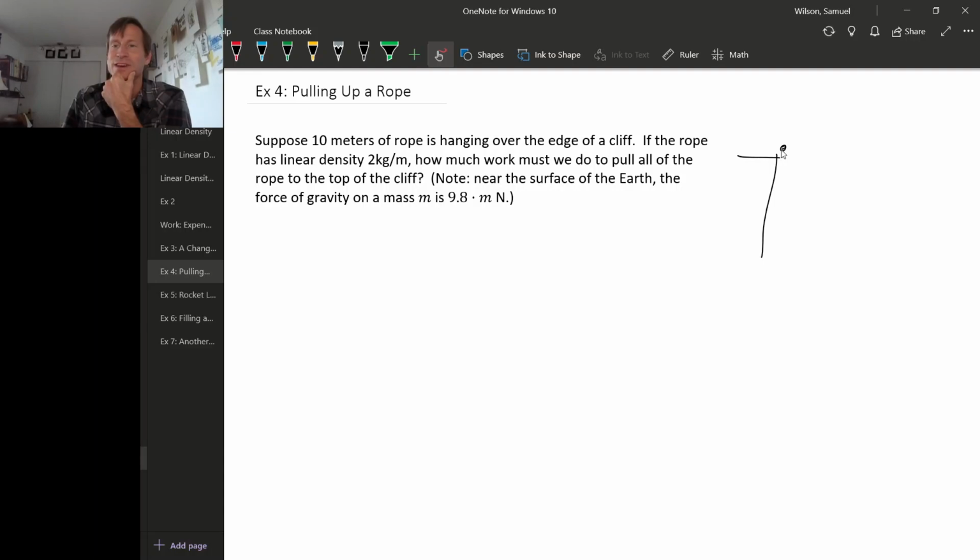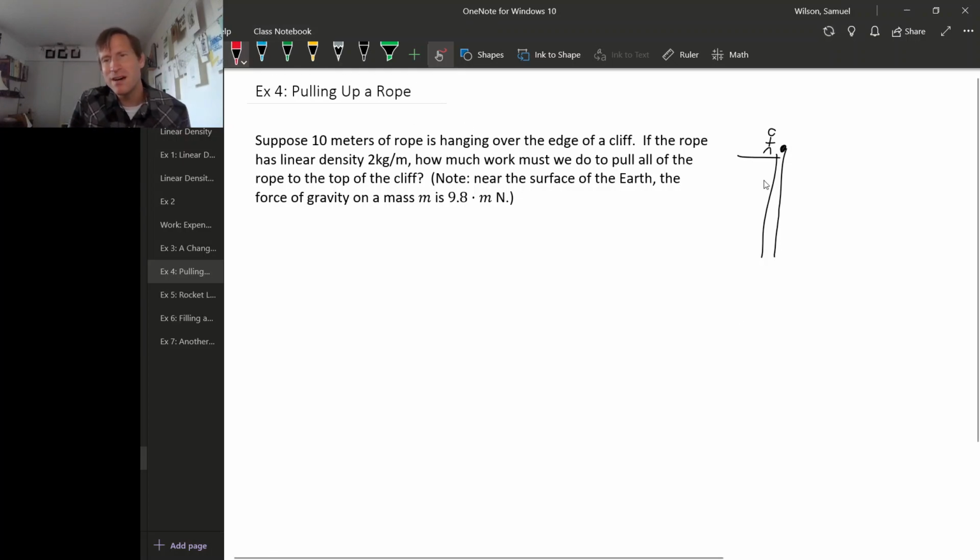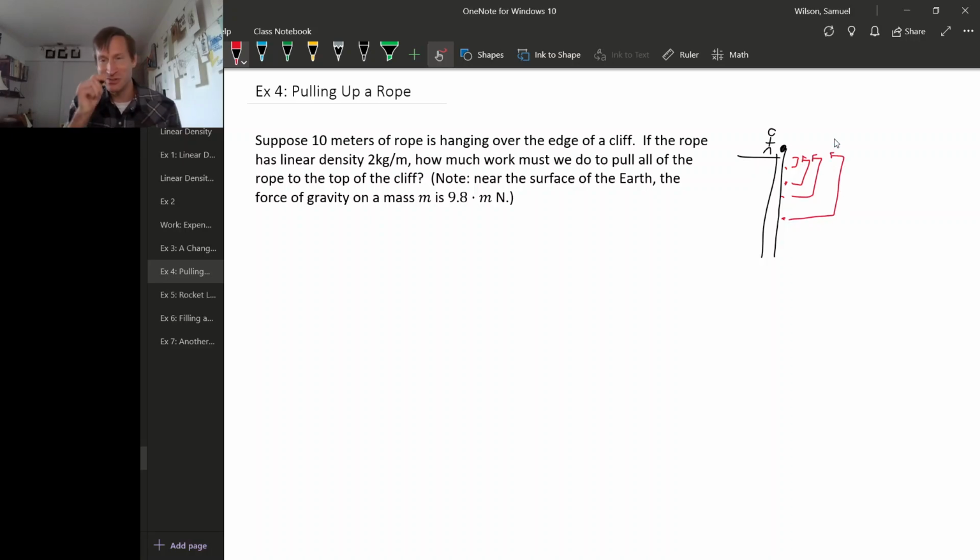So I guess the situation is like this. Here's our cliff, and the rope is dangling down like this, and we're standing here, and we're going to pull up this rope. Now it seems like you could just find the mass of the rope and multiply by the distance to the top of the cliff, but that won't work, because every bit of rope hanging down has to travel a different distance to get to the top of the cliff.